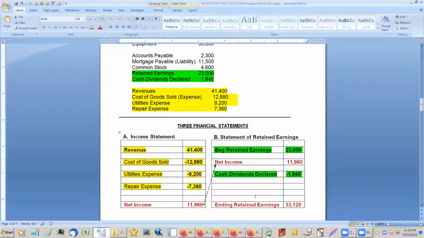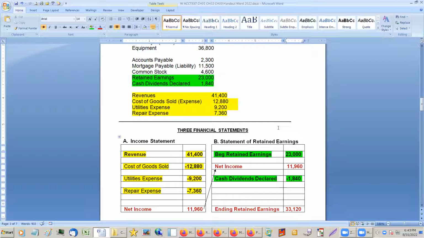Okay, I think this is what you should have for the income statement and retained earnings. You want to check my answers, because I'm frequently wrong, but yeah, I think that's it.